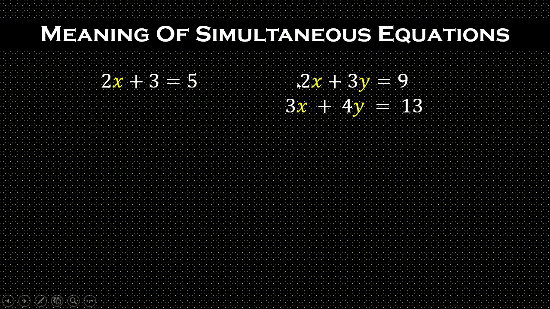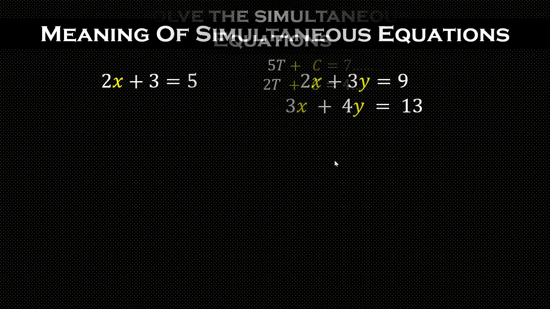That's why these kinds of pairs are known as simultaneous linear equations, because we are not solving one equation at a time, we are solving both the equations together.